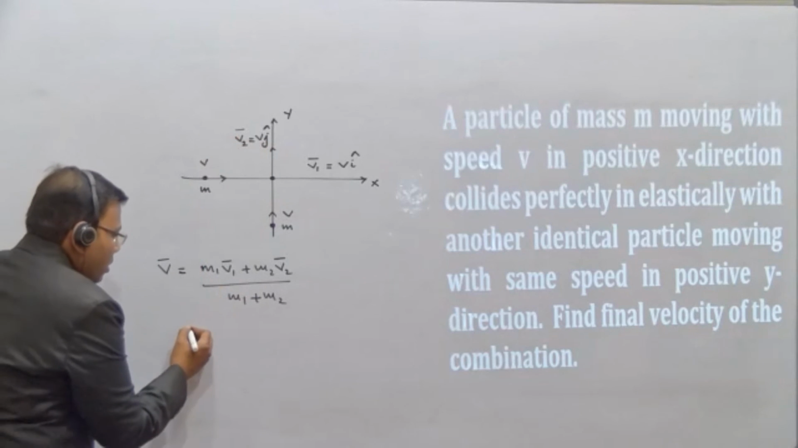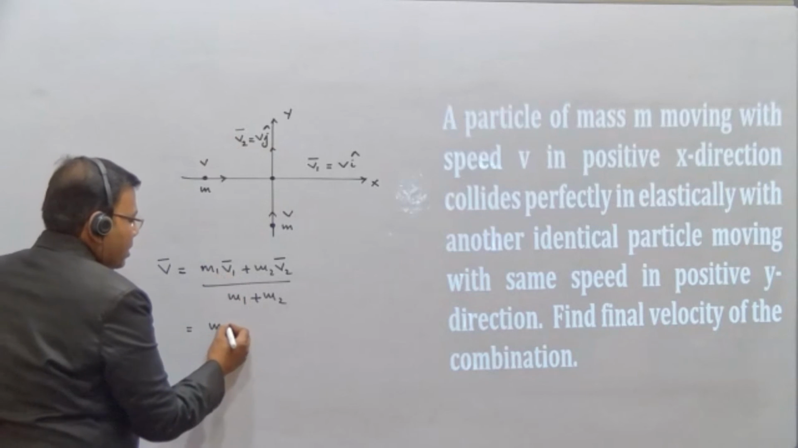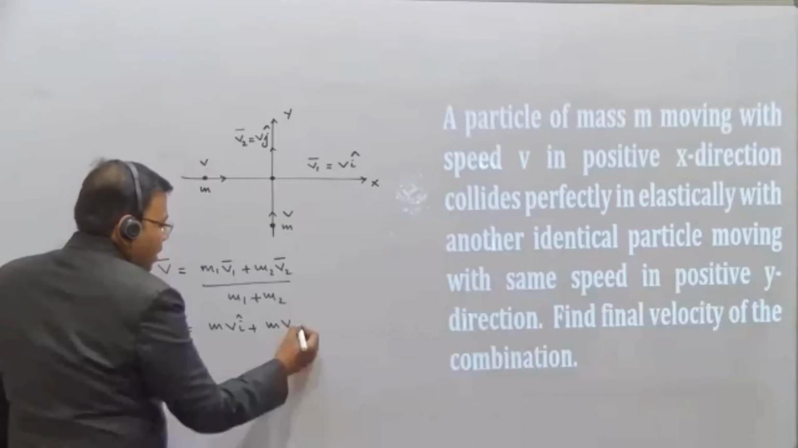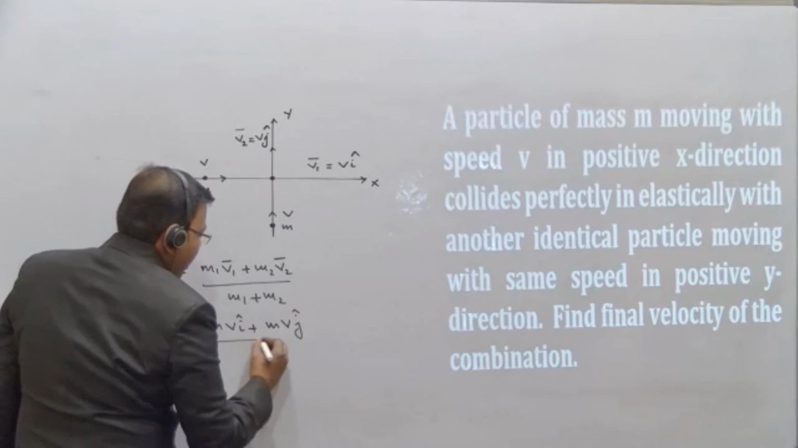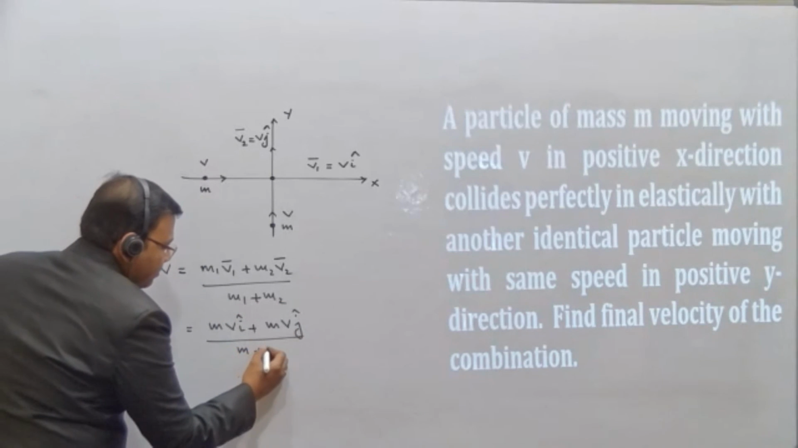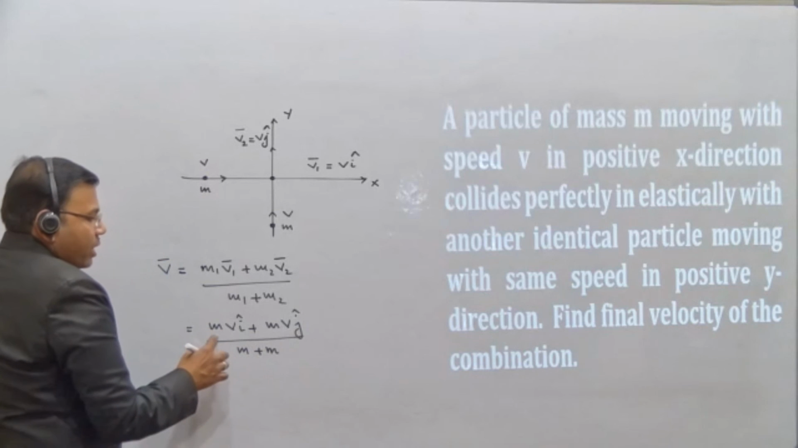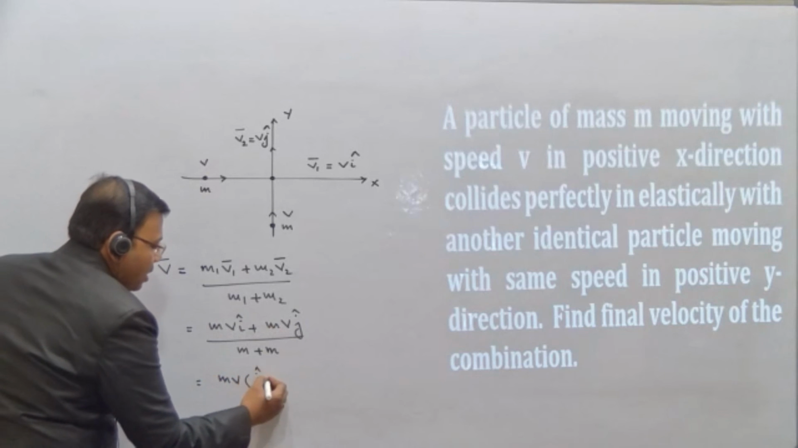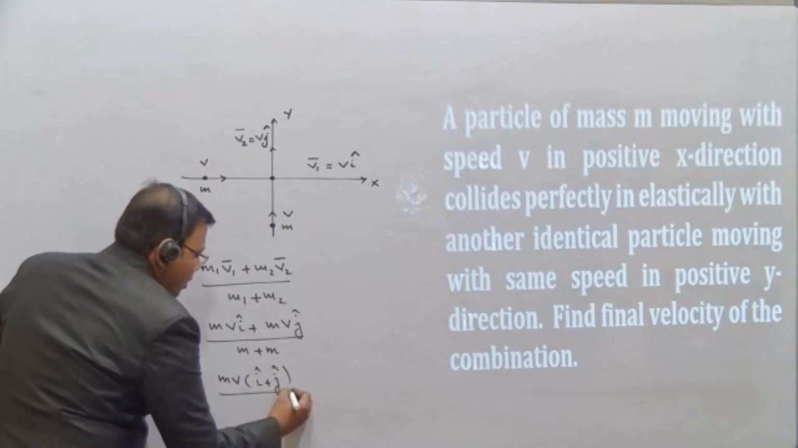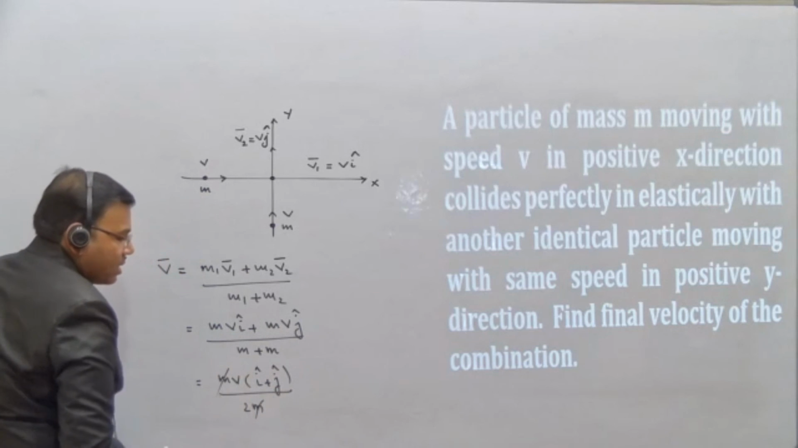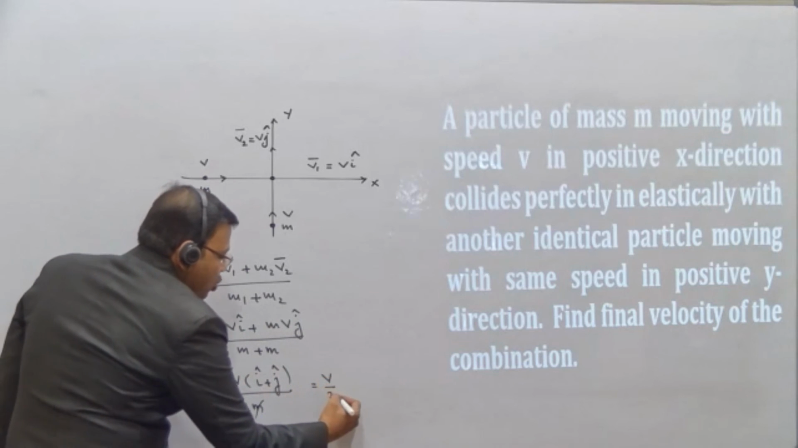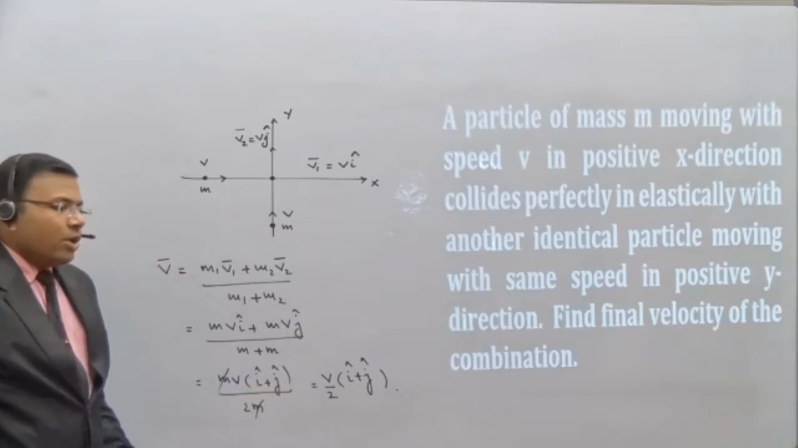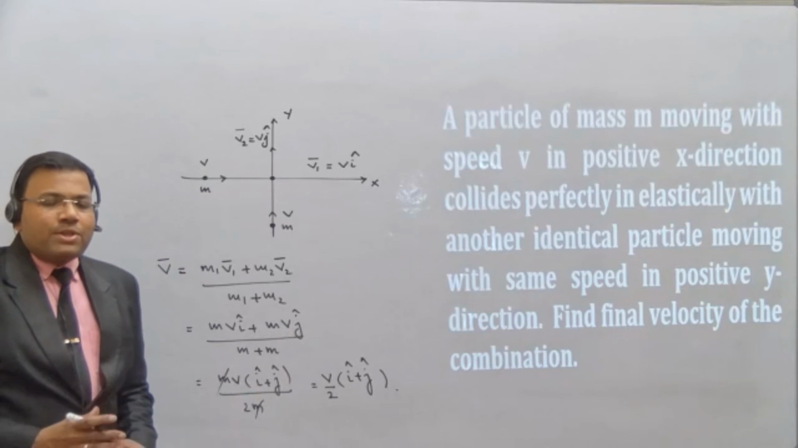So just substitute here, m1 is m, v1 is v i cap, plus m2 is m, this is v j cap, by m plus m. Now students, you can see clearly I can take m v common, this is i plus j by 2m. This m gets cancelled, and the final answer is v by 2 into i cap plus j cap. I hope you have understood the vector form of the representation of common velocity.